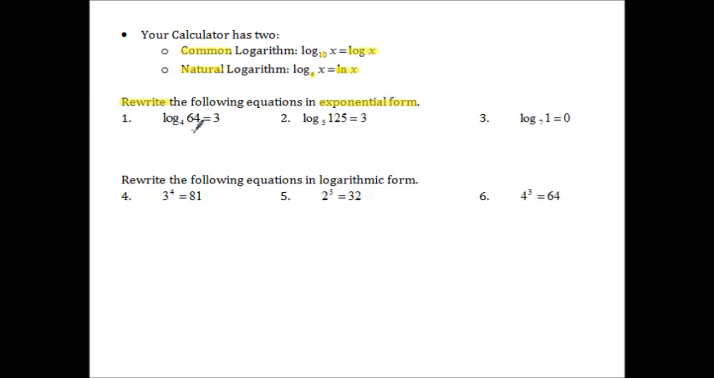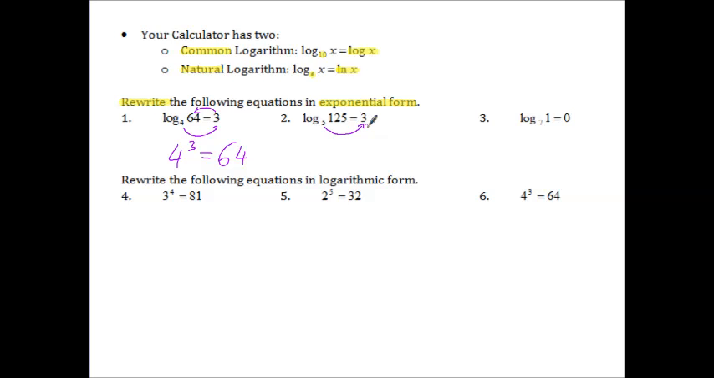Here we have the log with base 4 of 64 is equal to 3. So going in circles, 4 being the base, 3 the exponent, 64 the result. We get 4 cubed is equal to 64. And if we think about it, that is indeed the case. Let's do our next one.